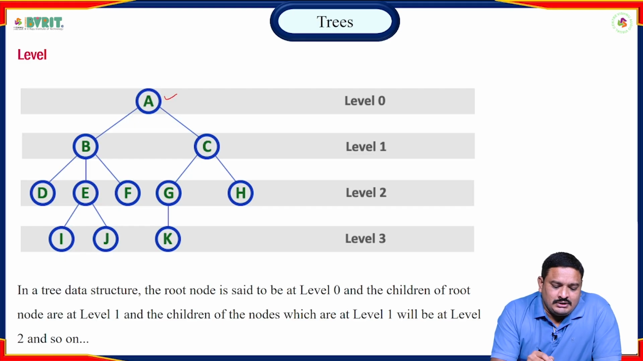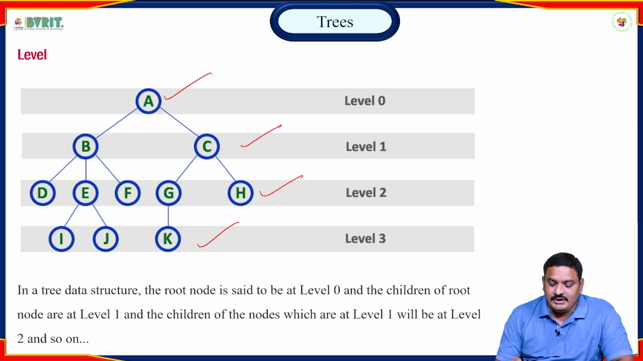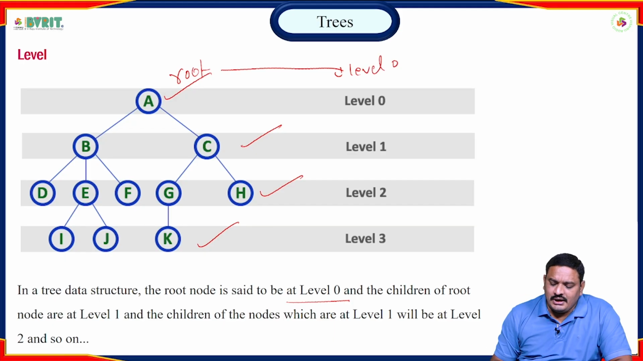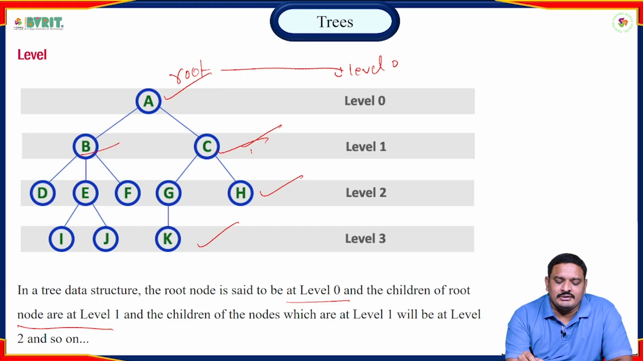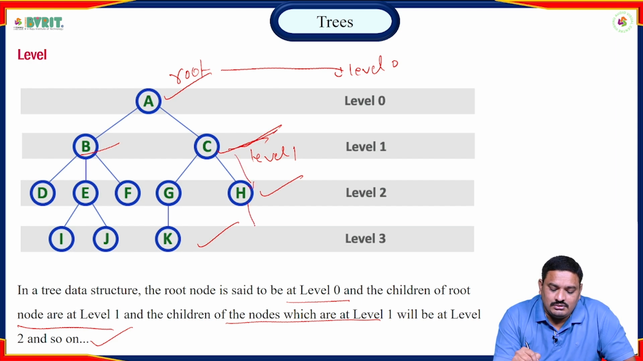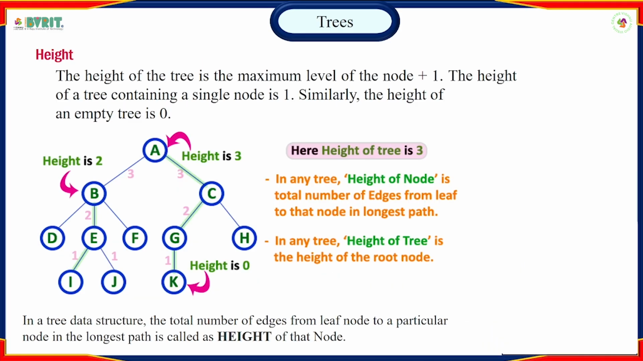Level means A is one level, B and C is level 1, level 2, level 3. In this data structure, the root node is said to be level 0. Here always the root node is level 0. The children of the first node are at level 1, and the children of the nodes which have level 1 will be level 2, and so on. This is level 1, level 2, level 3, level 4, and so on. That is the level of the node.